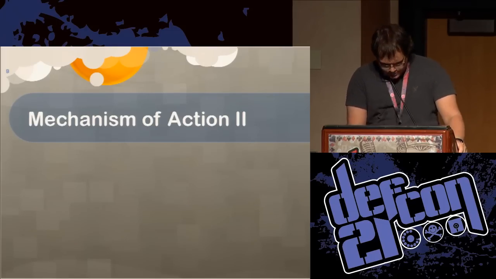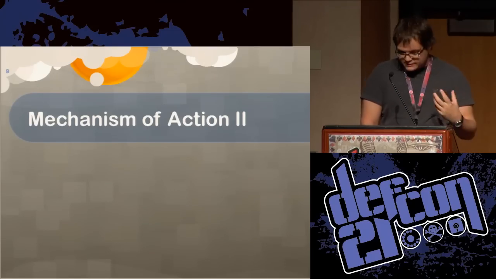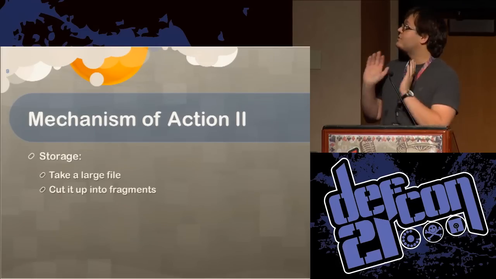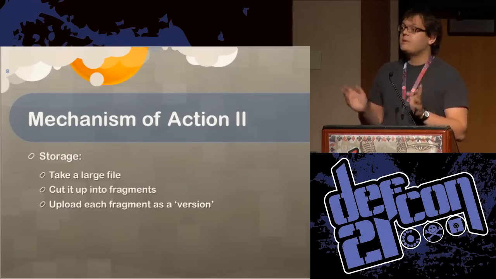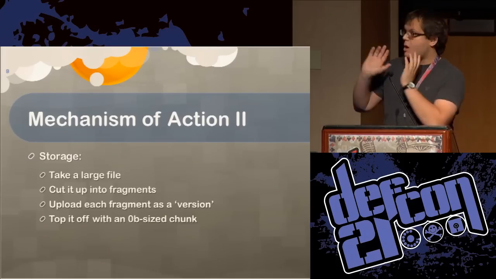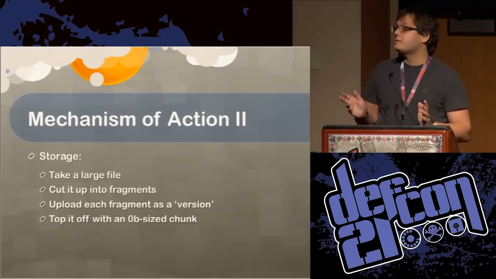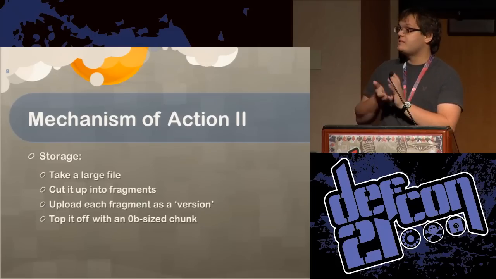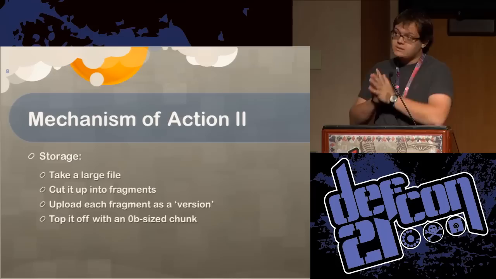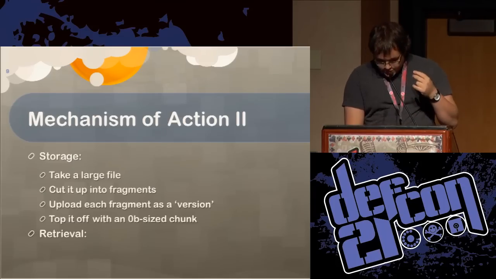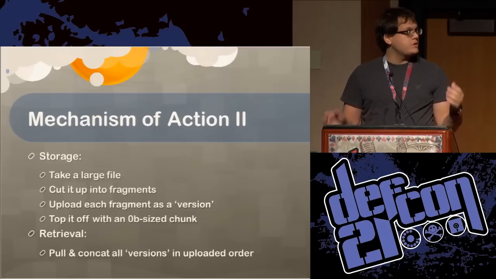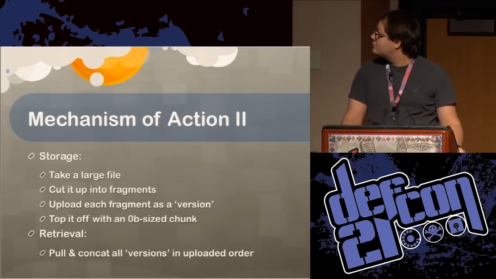parameters. So what this tool does is, when we're doing an upload of a large file, we take a large file and we cut it up into several smaller fragments and load these fragments as different versions of some arbitrarily new file. And then we top it all off with a chunk of zero size. This way our quota accounting mechanisms see this as a zero size file, despite having that history backup. So retrieval is very easy if we use this process. All we have to do is pull all the versions and glue them back together with cat.